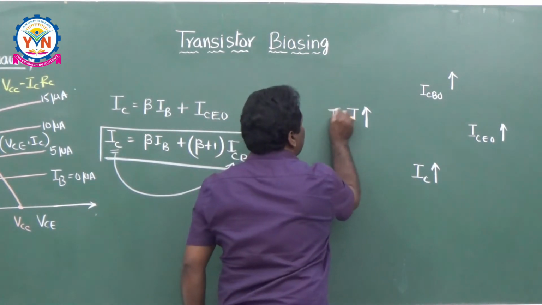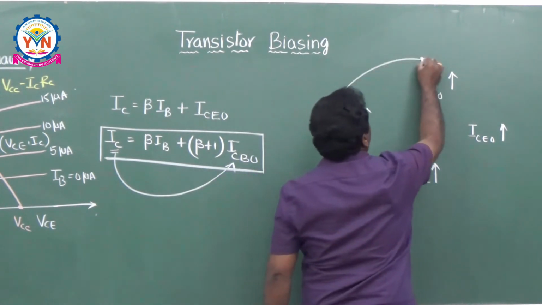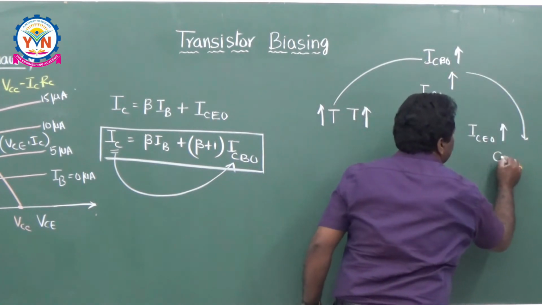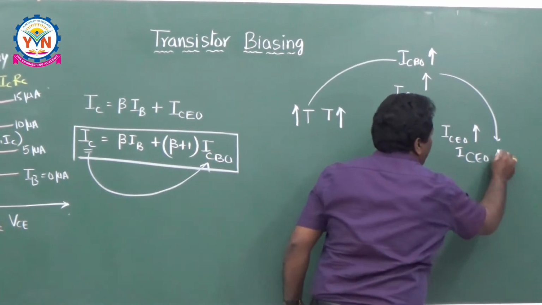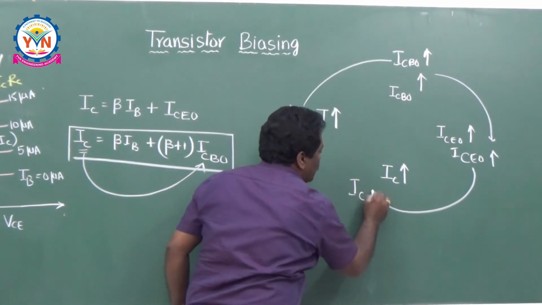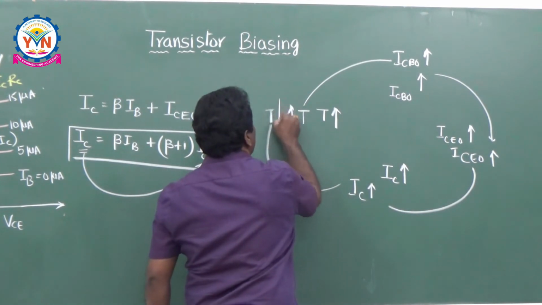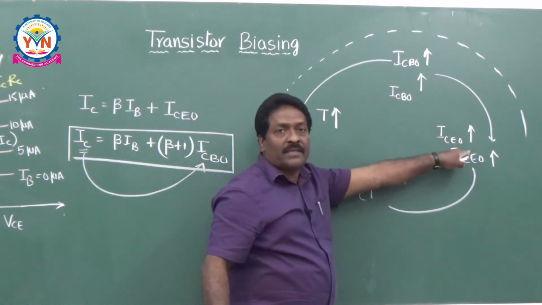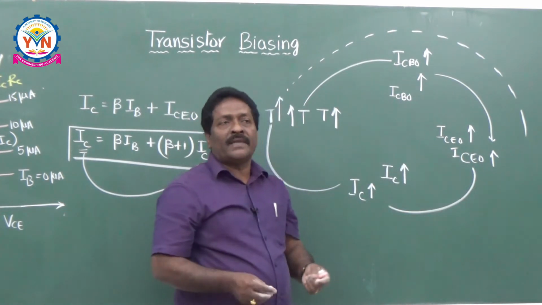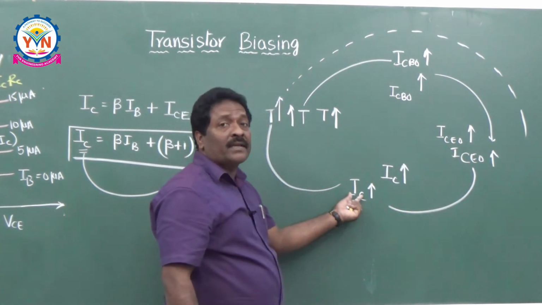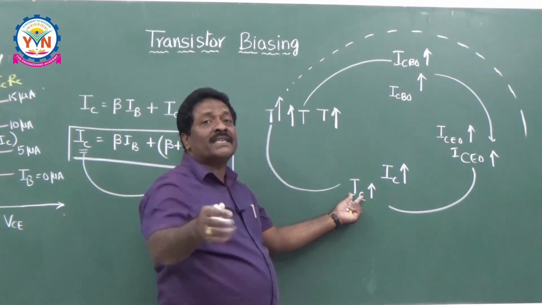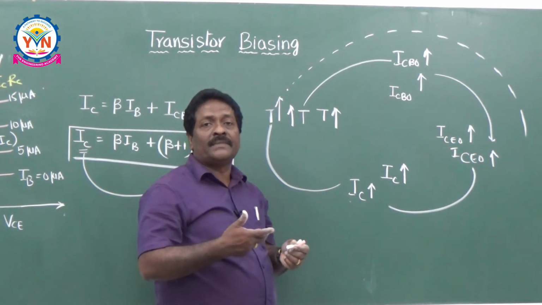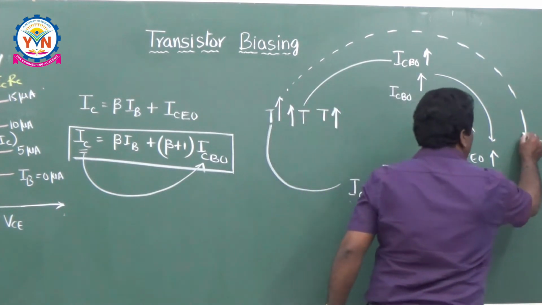So once again temperature increases. If temperature increases, ICBO increases, and if ICBO increases, ICEO increases. If ICEO increases, once again IC increases, and if IC increases, temperature increases. So it is a cumulative process. After some time, as the maximum collector current is flowing across the collector junction, there is a destruction of the transistor. It is indirectly a self-destruction of the transistor, which is called thermal runaway.